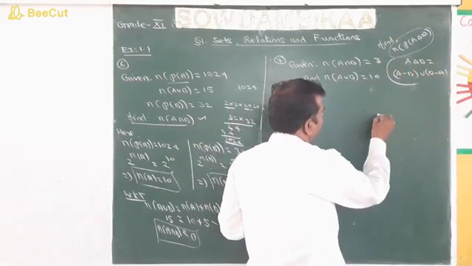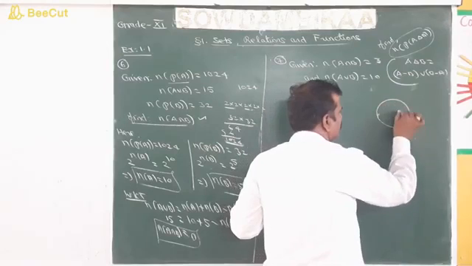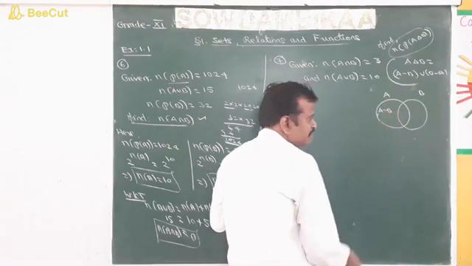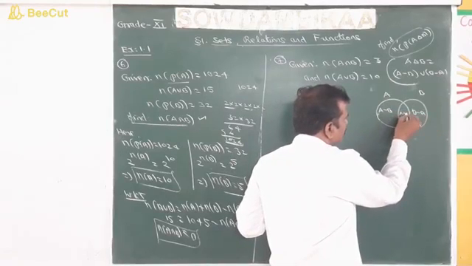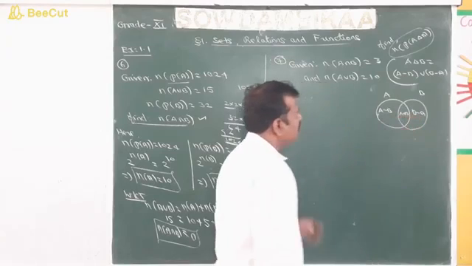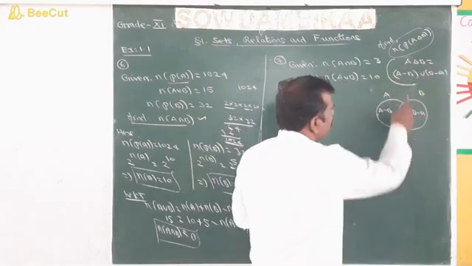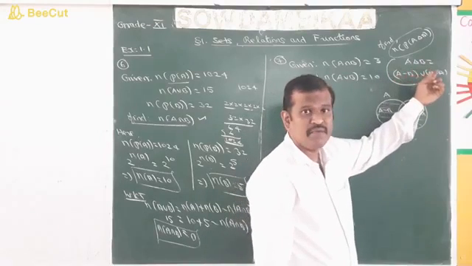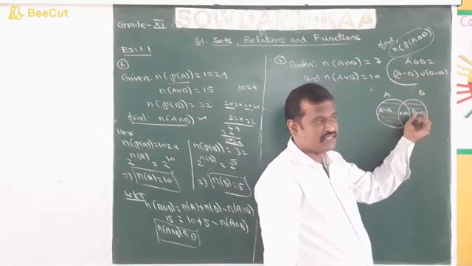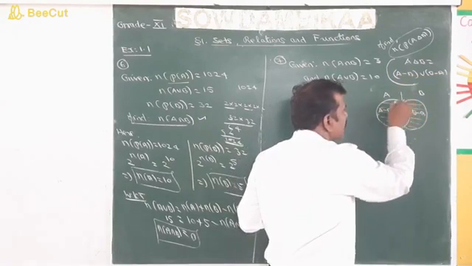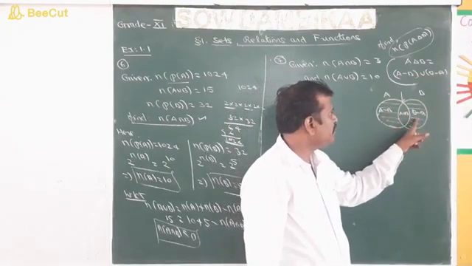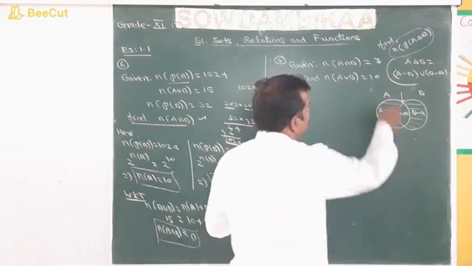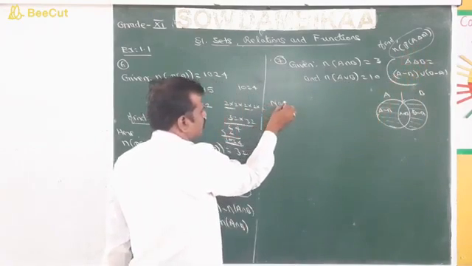So shall we go with the Venn diagram? This is A, this is of course B, and this part comes from A difference B, this is B difference A, and this is of course A intersection B. So A symmetric difference B is nothing but A difference B union B difference A. That means in A union B, A intersection B will not come. Is it clear?